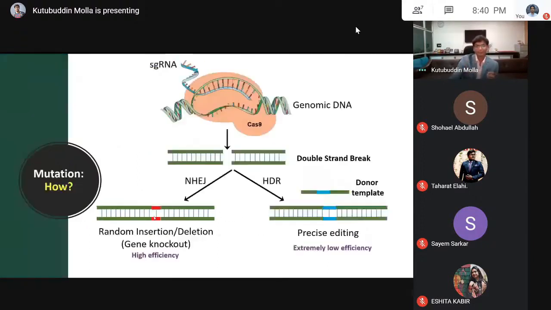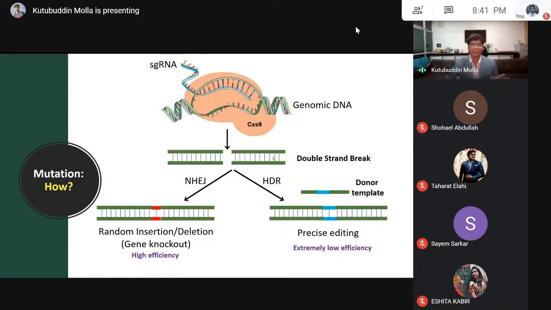Now, how does it help in creating mutation, or in genome editing? Whenever there is a double strand break in the genome, you know DNA is very important for any cell, and it is the genetic material, so any damage in the DNA is taken very seriously by the cell. The cell immediately activates its repair mechanism to repair the double strand break.